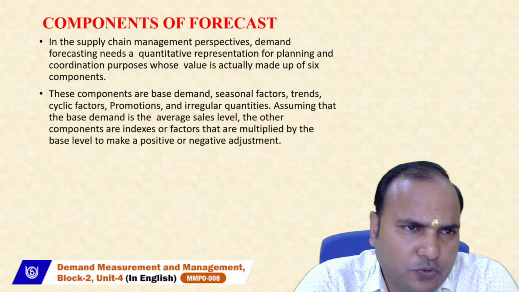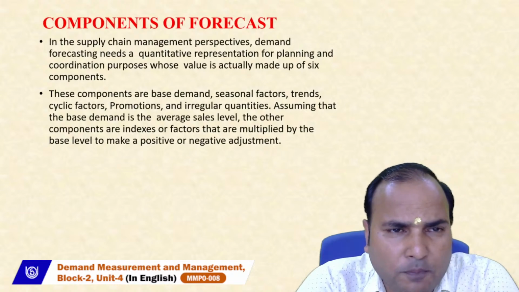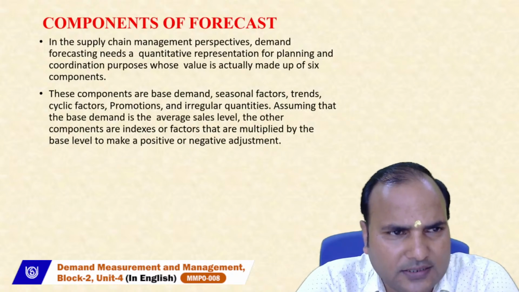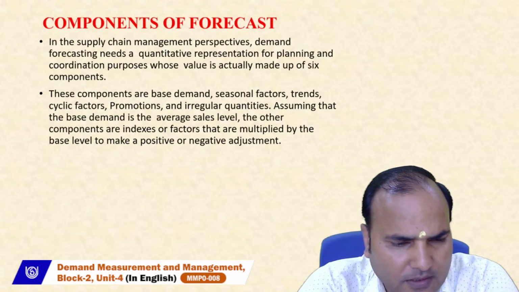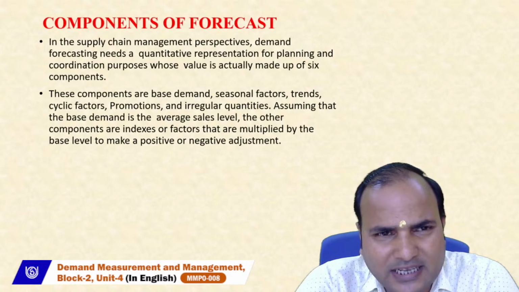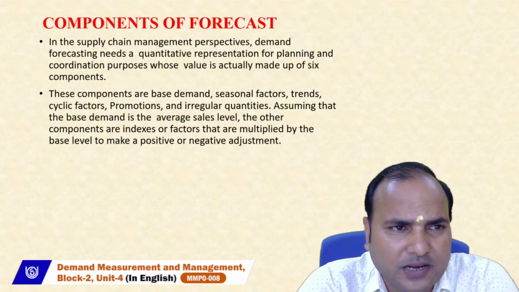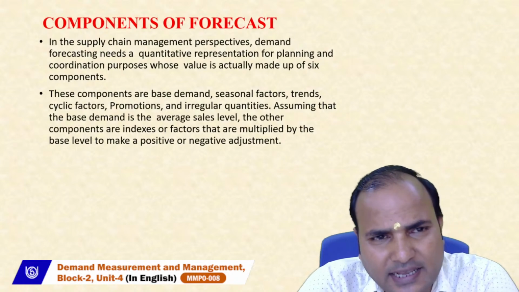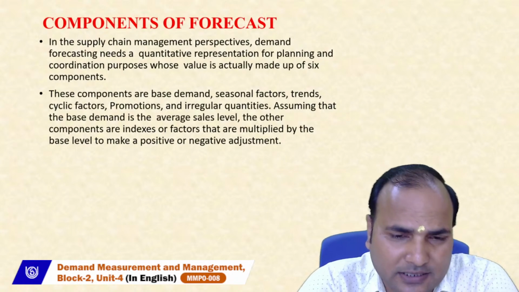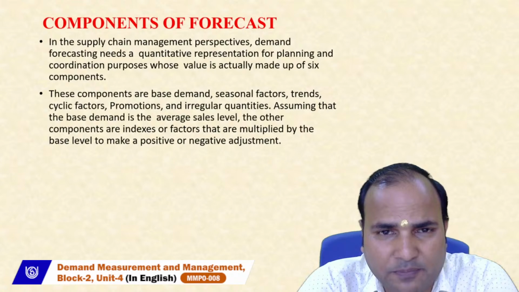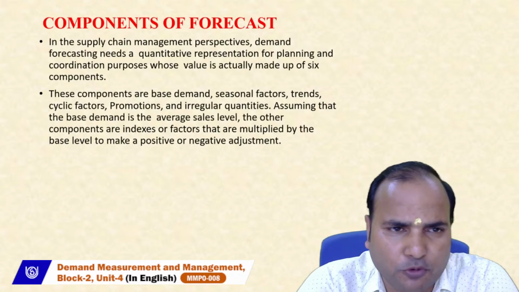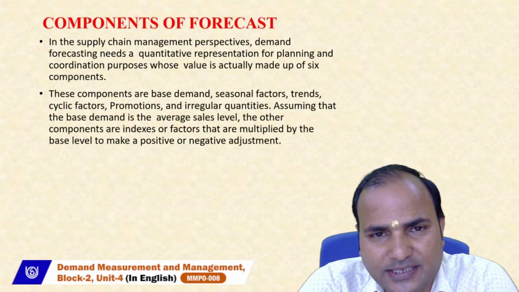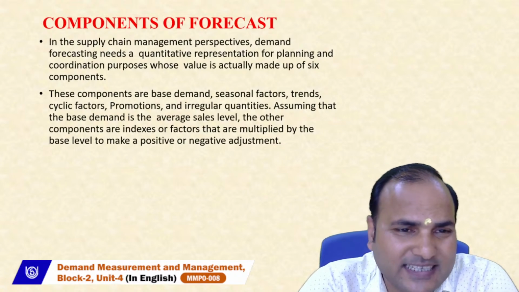Now we come to the components of the forecast. What are the different components? In supply chain management, from the perspective of demand forecasting, it needs a quantitative representation for planning and coordination purposes, whose value is actually made of 6 components.